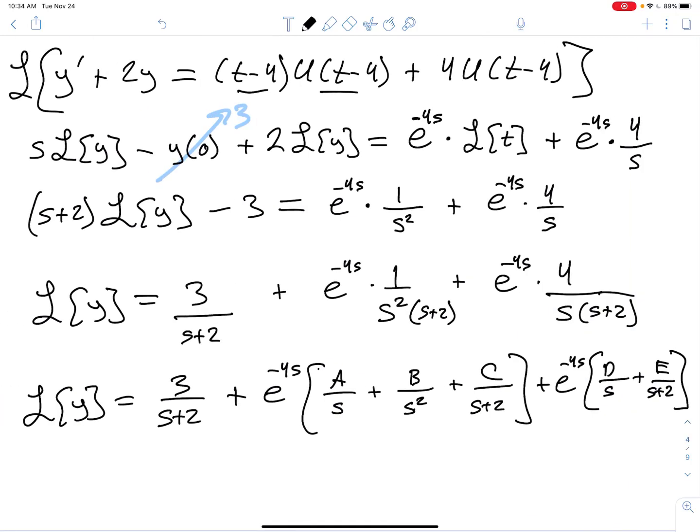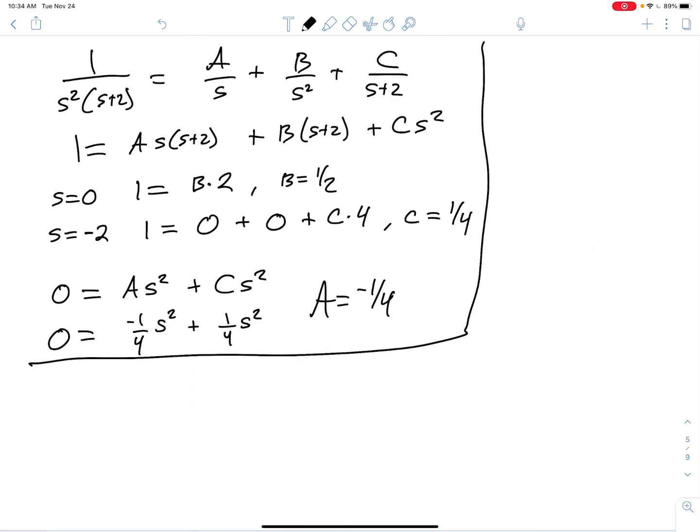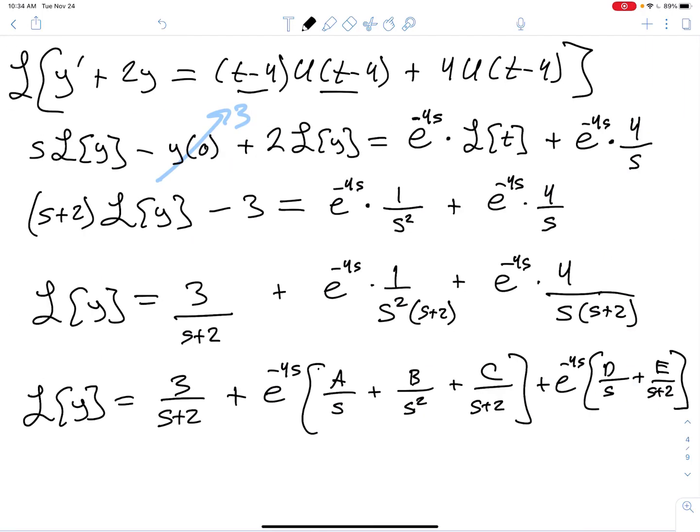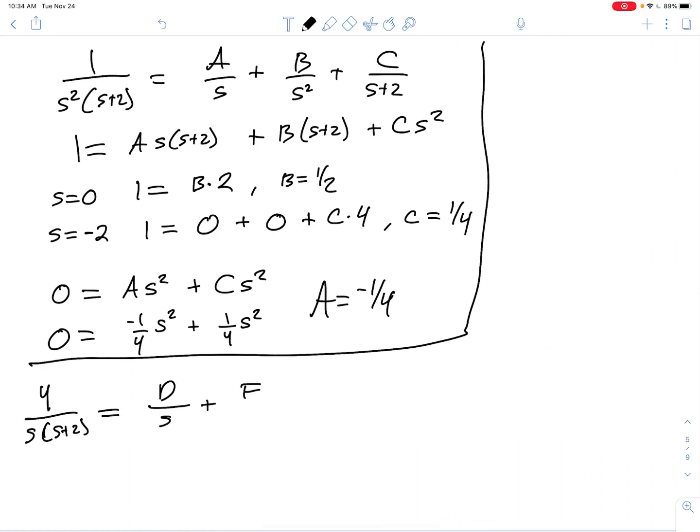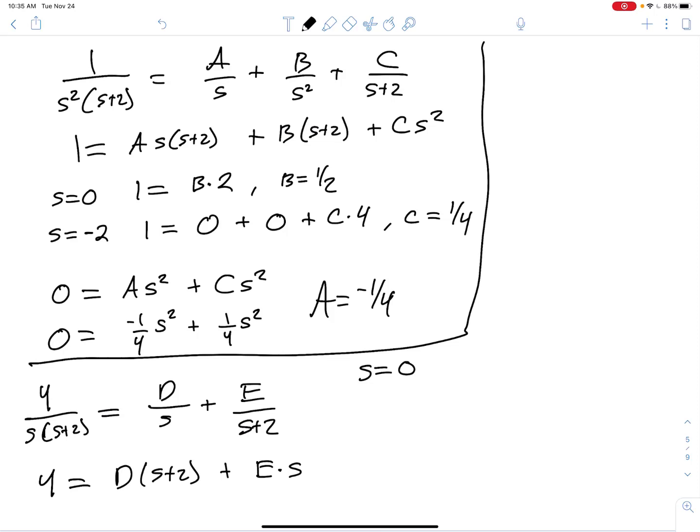The other one is what? 4 over s (s + 2) is supposed to equal d over s plus e over s + 2. Clearing denominators, you're going to get 4 equals d (s + 2) plus e s. And then what we can do is we can just set s equal to 0. And if we do that, we'll get 4 is equal to 2d. So d must have been 2.